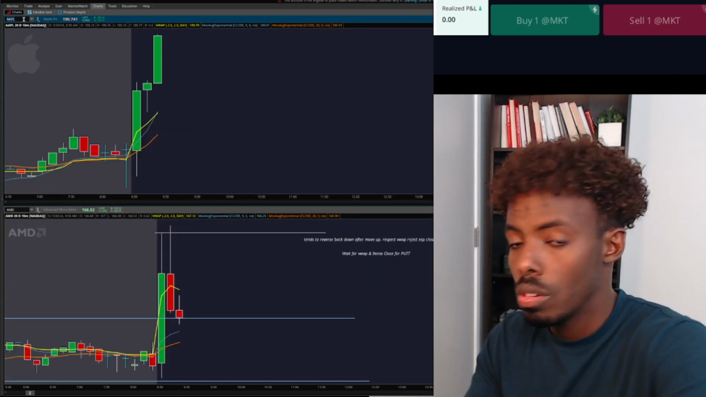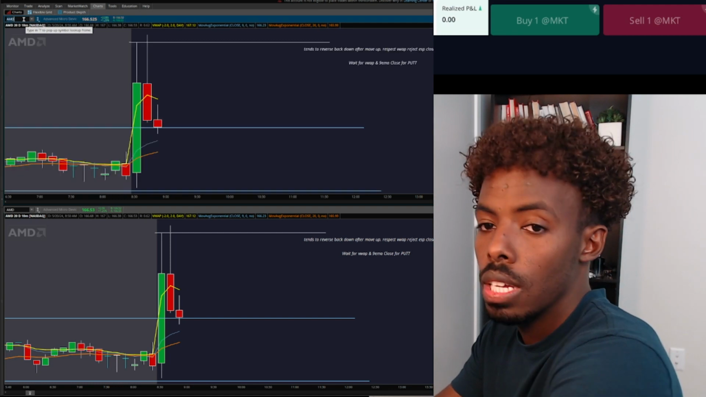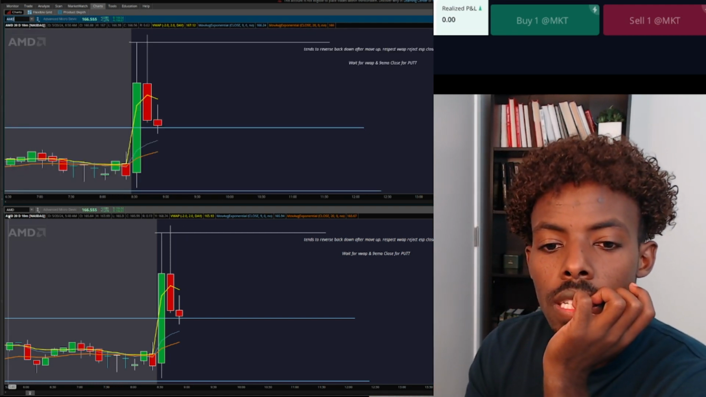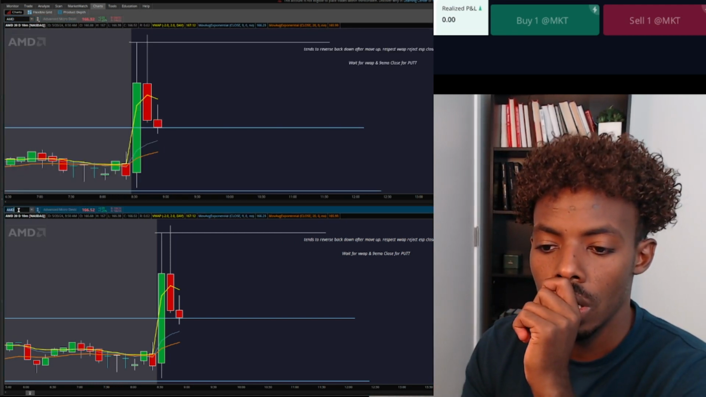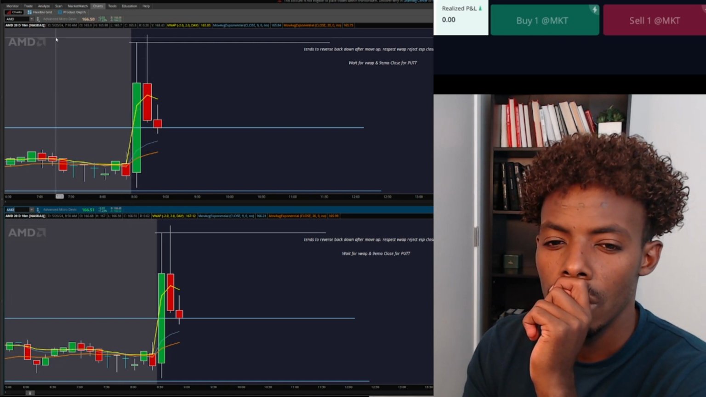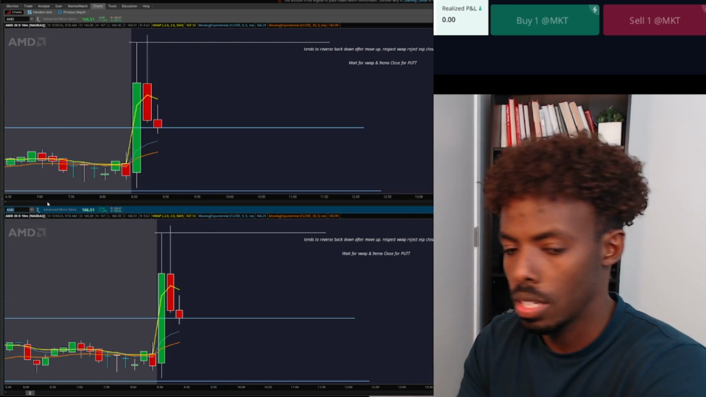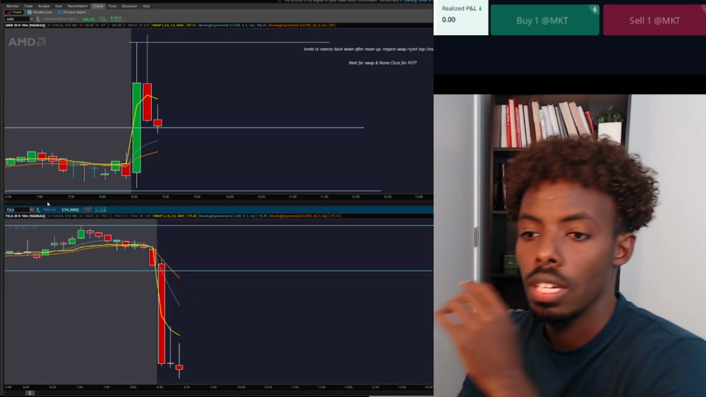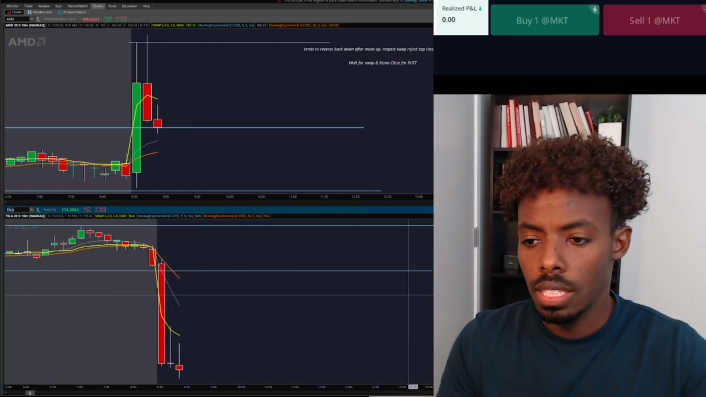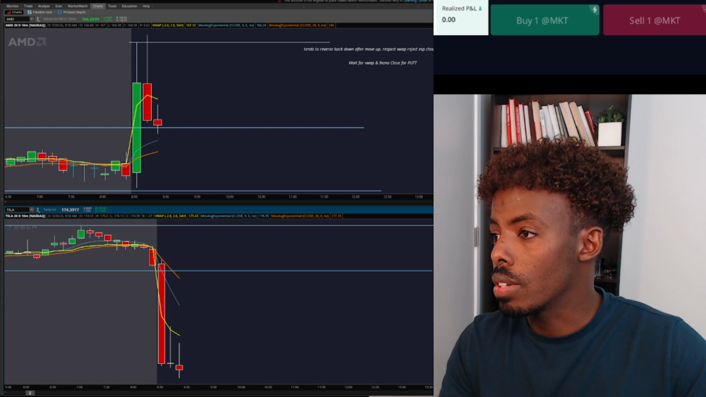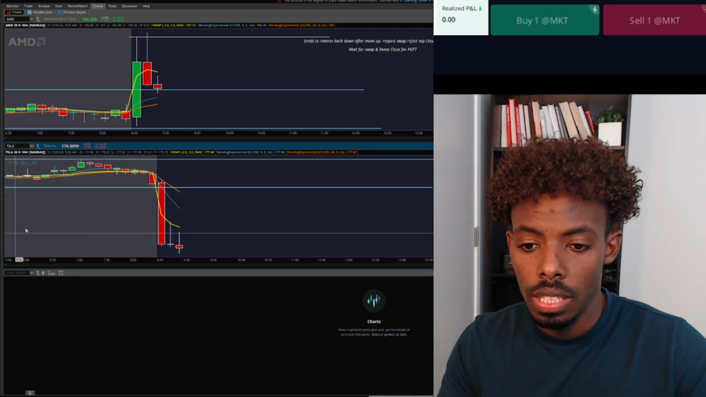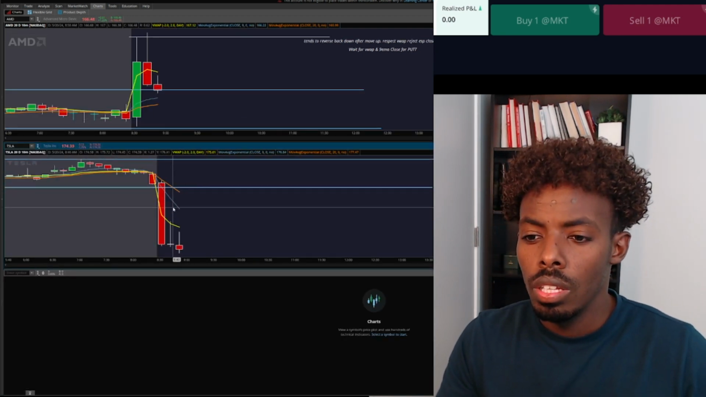Let's go to AMD here, and then let's go to, what are we doing here? Oh, wait, yeah, Tesla. So AMD's on top, Tesla's on the bottom. Oh yeah, the third screen. There we go. That's what I wanted to use, that third screen for example.